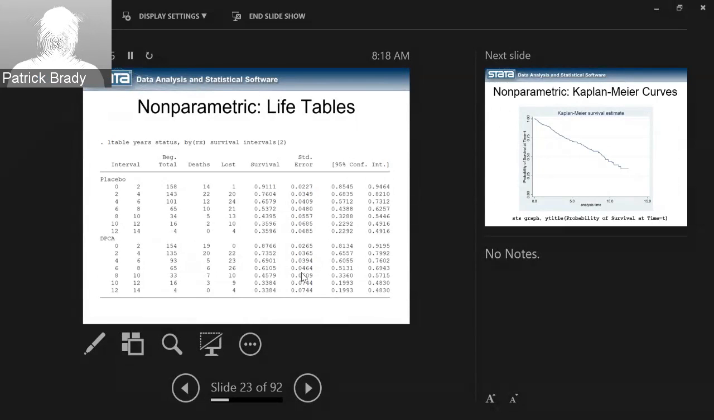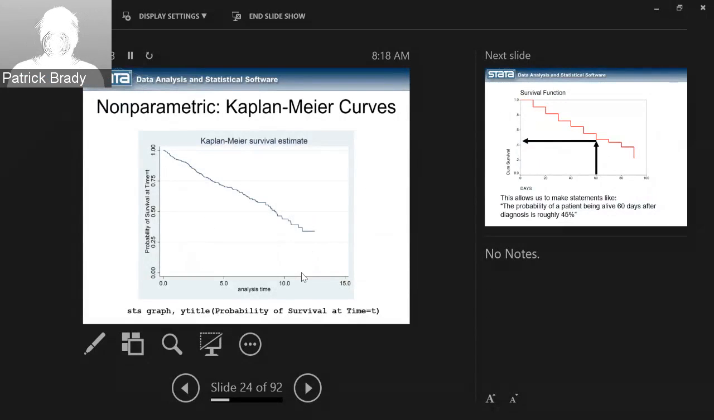But anyway, it's again a first pass where we're not imposing any kind of models. We're not making a lot of assumptions with this. We're just kind of looking at the data and getting to know it. Another thing that's popular are Kaplan-Meier curves.